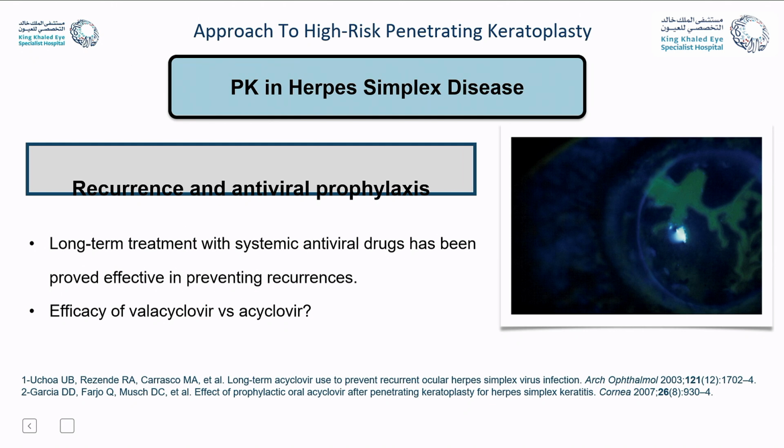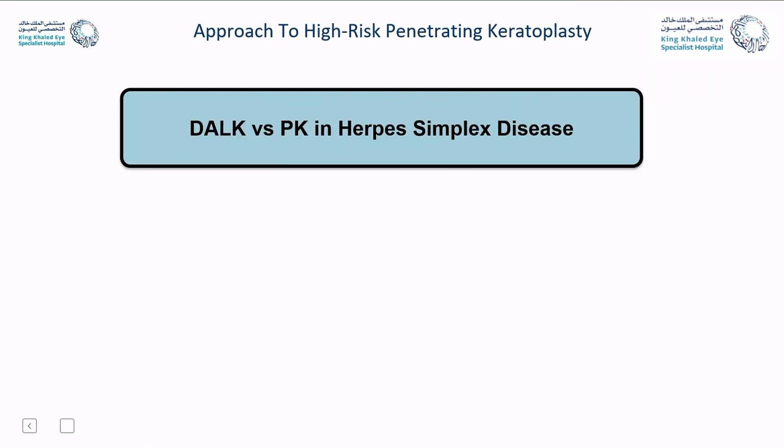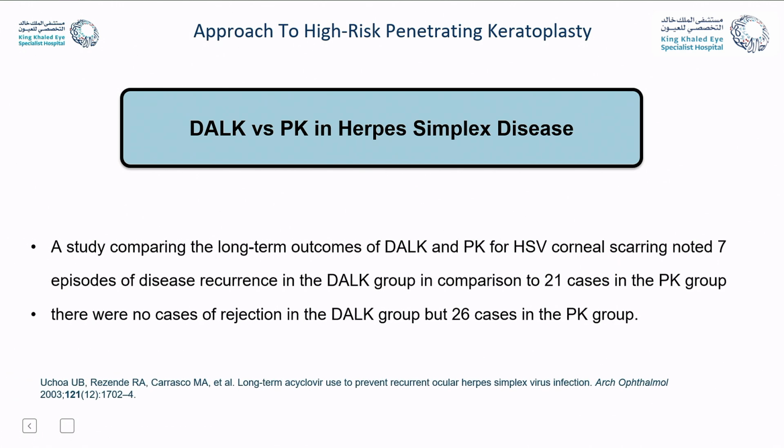Recurrence is also an issue. Long-term treatment with systemic antivirals has been proven effective in preventing recurrence. Both Valtrex and acyclovir are good medications. Whatever you have at your disposal, those 2 medications are safe and work very well in herpes simplex disease. Now, what about the question of DALK versus PK in herpes simplex disease? In a study that looked at this question, DALK performed better than PK, assuming that the scar and vascularization are superficial.